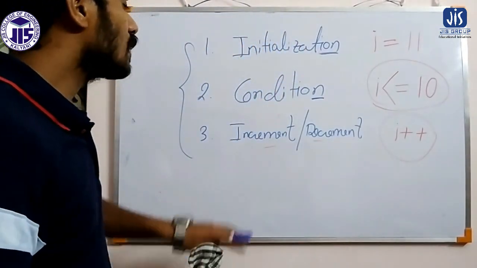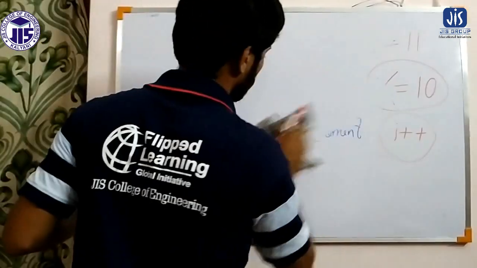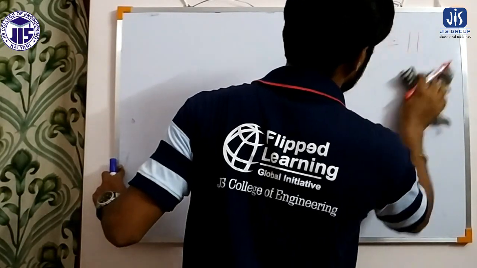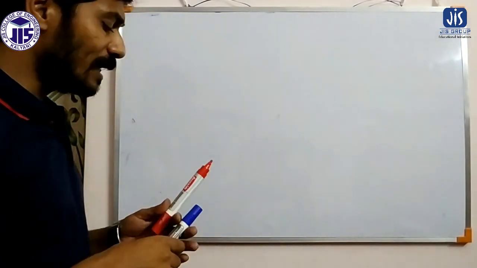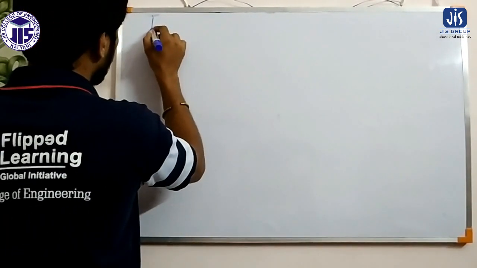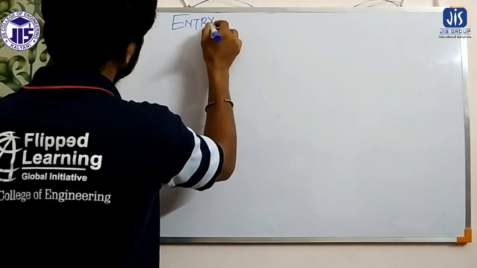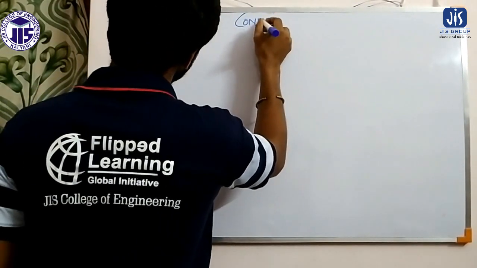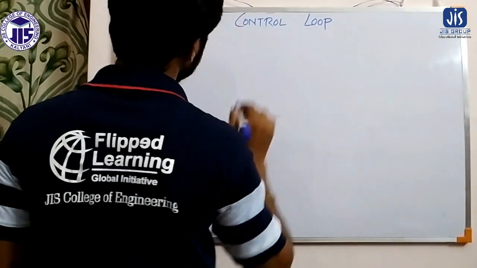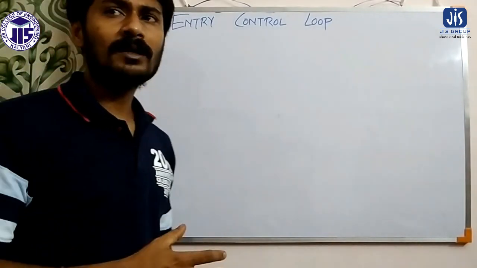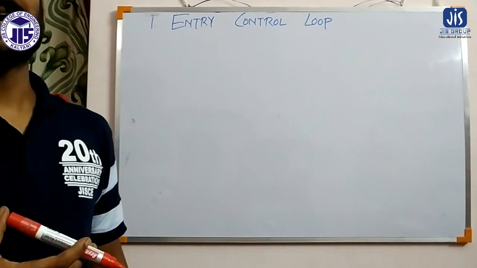Now, this looping statement we have divided into basically two categories. The first category, category number 1, is entry control loop. Okay. So in entry control loop, what is it saying? It is saying that the condition will be checked at the entry point of the loop.